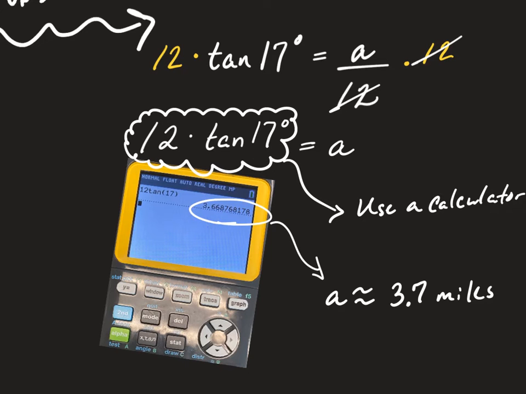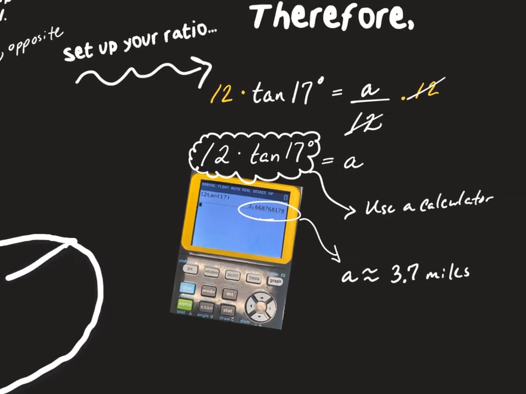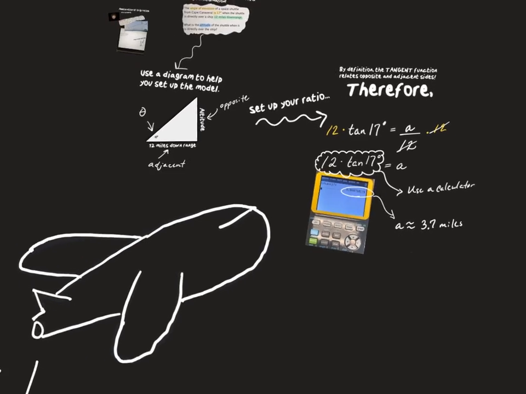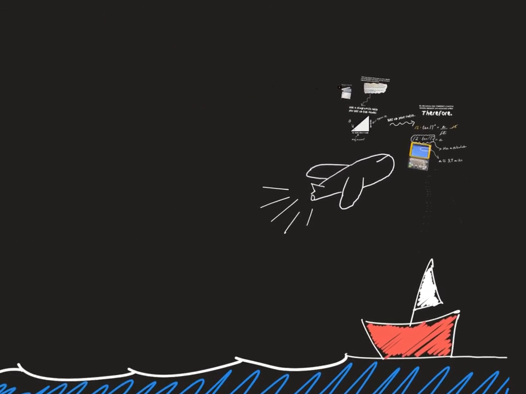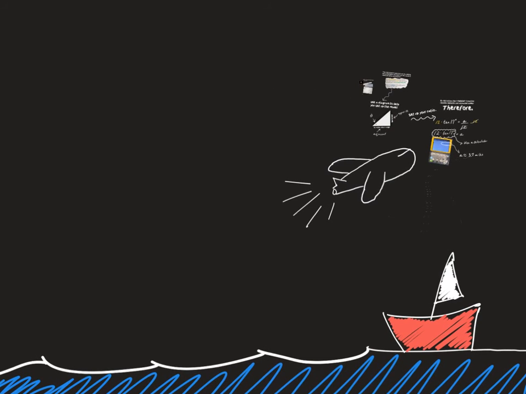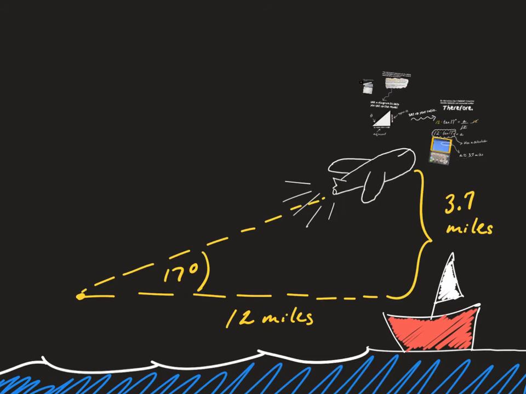That is your exact answer, but if you use a calculator, you can get an approximate answer. And this approximation is roughly 3.7 miles in altitude. So this is how my hand-drawn diagram looks. And here's my triangle.